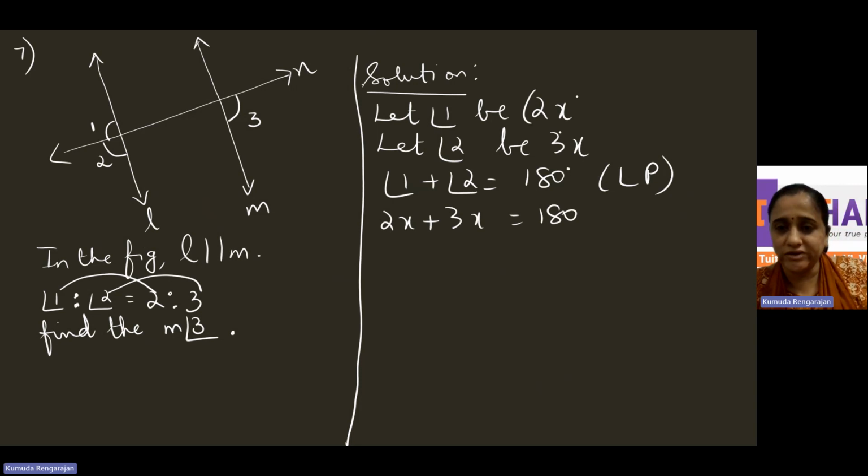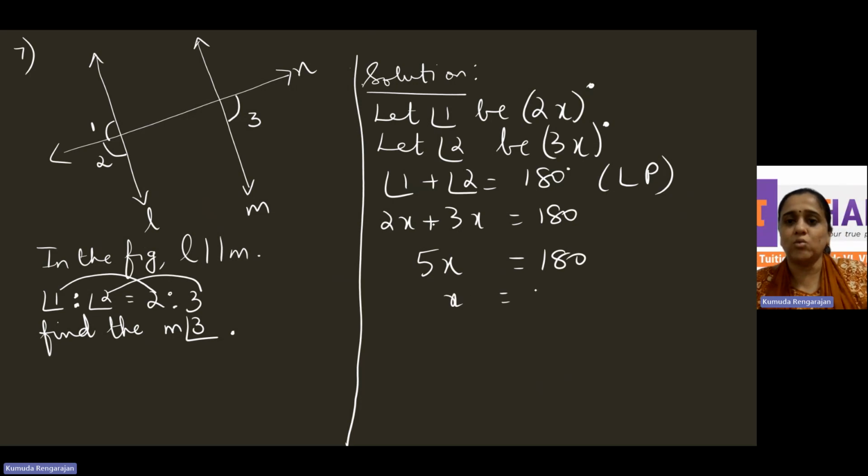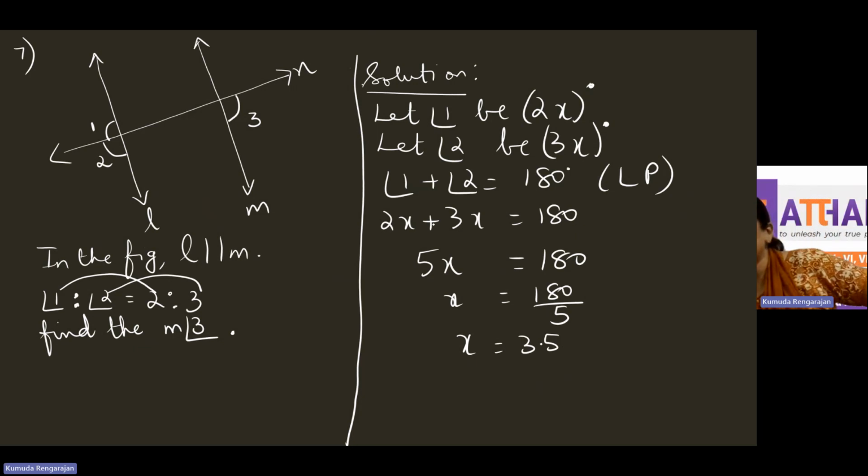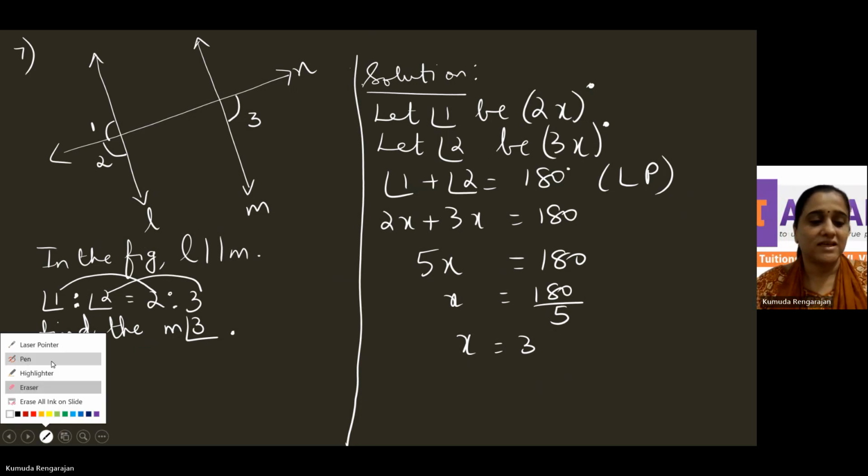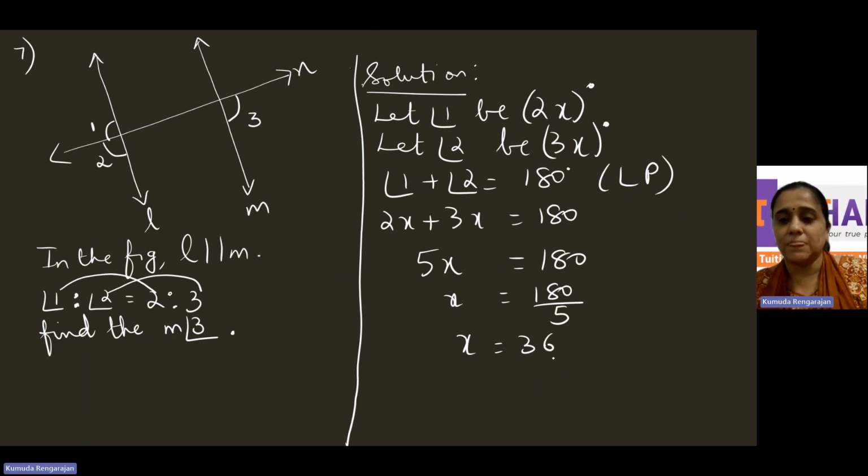See, 2x means 2x degrees only, 3x means 3x degrees. So 2x plus 3x is 5x is equal to 180. X is equal to 180 divided by 5. X is equal to 36.